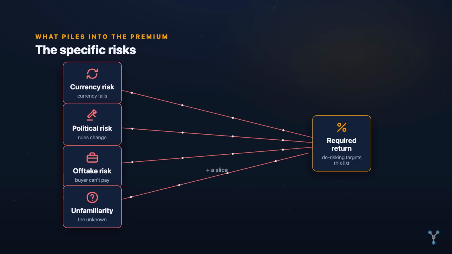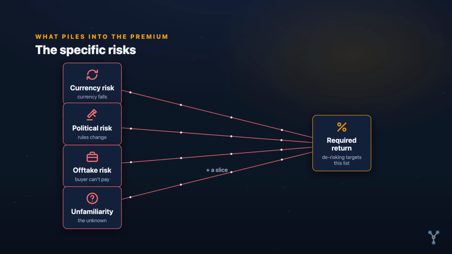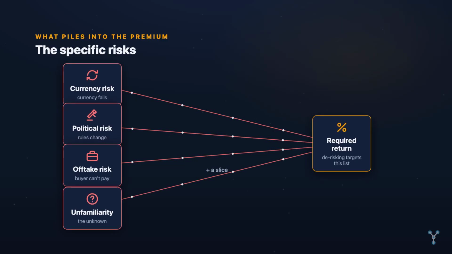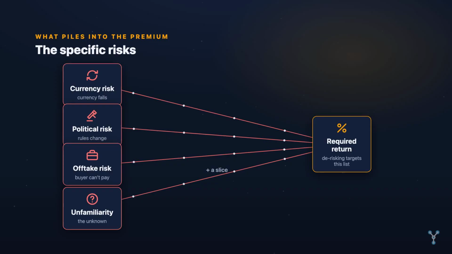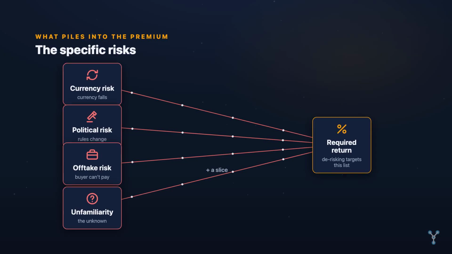Each of those adds a slice to the required return. Understanding this list is powerful because it tells you exactly where the tools we meet later, guarantees, insurance, blended finance, will need to bite. De-risking isn't vague. It's the targeted removal of specific items from this list.